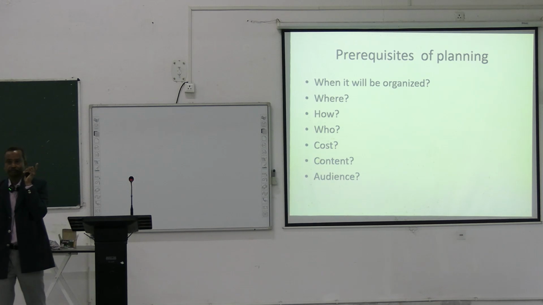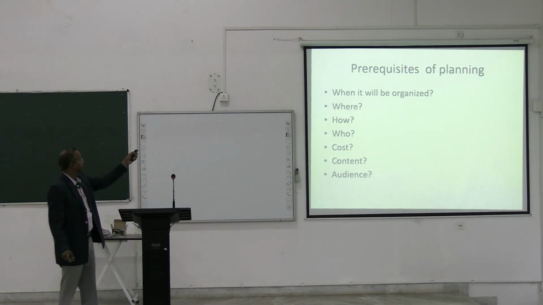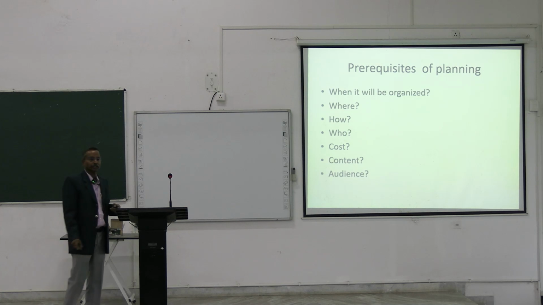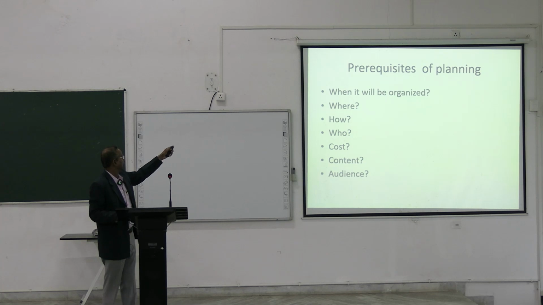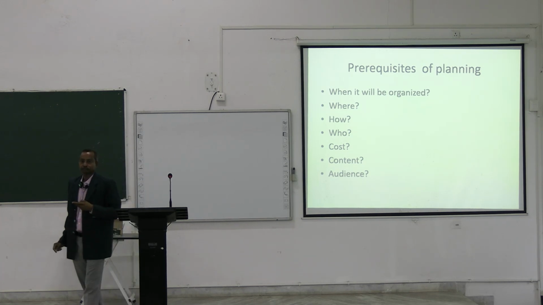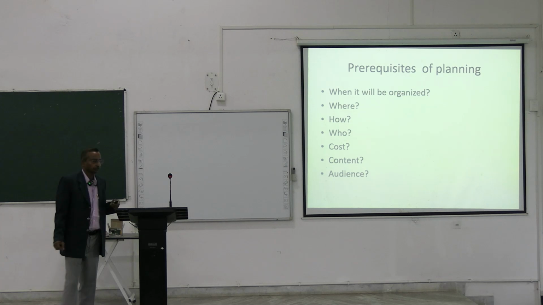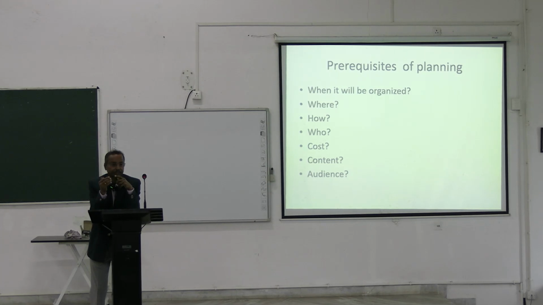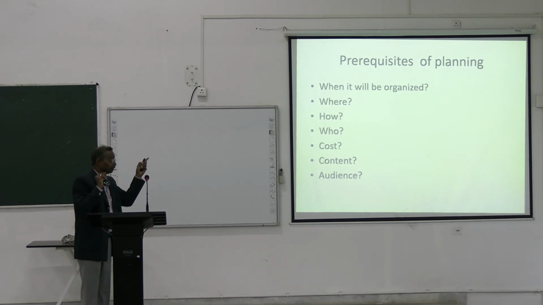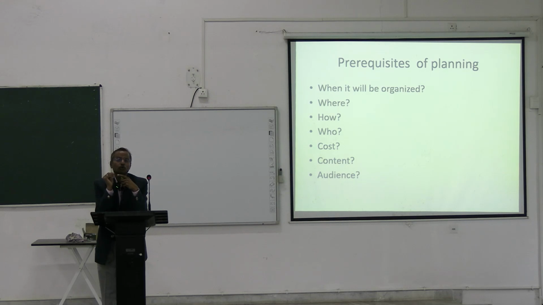If we want to plan an exhibition, what do you have to do? Number one, you have to think when it will be organized. 7 W's we can consider. Number one, when it will be organized. Number 2, where it will be organized. Number 3, how, means what methods and what materials we use. Third W, what materials and what methods we use have to be planned. Next, who will be the audience, for whom we are organizing exhibitions. Fourth W.